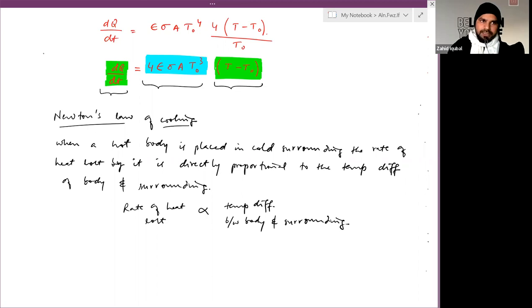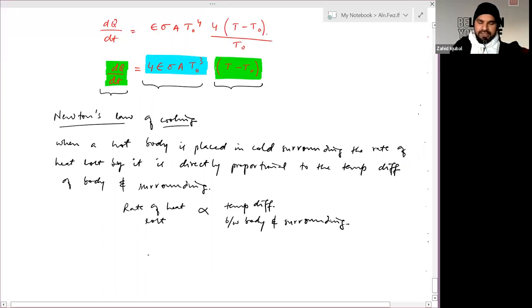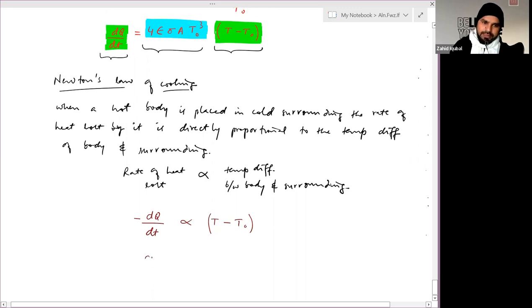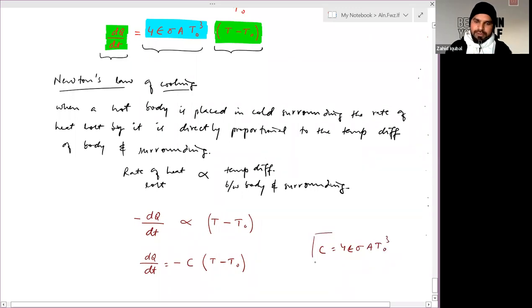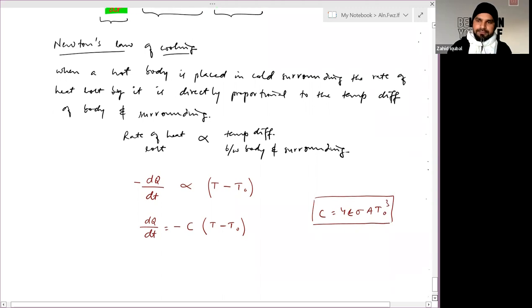So rate of heat lost is dQ by dt. Since on losing heat its temperature would decrease and final heat will be lesser as compared to its initial heat, dQ by dt will be negative, proportional to temperature difference of body and surrounding, so it will be T minus T naught. Replacing the proportionality sign by a constant, dQ by dt is equal to minus C times T minus T naught, where C is 4 epsilon naught sigma A T naught to the power 3. This will be the value of the proportionality constant. Ifra, is it clear? Okay.